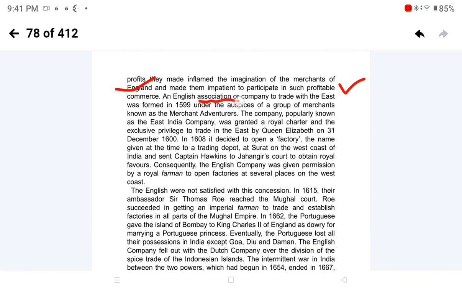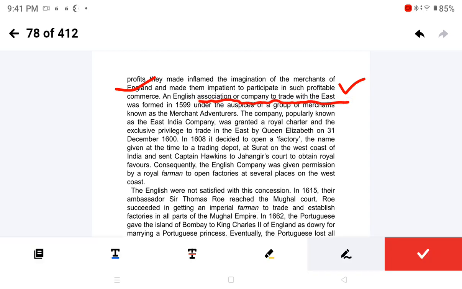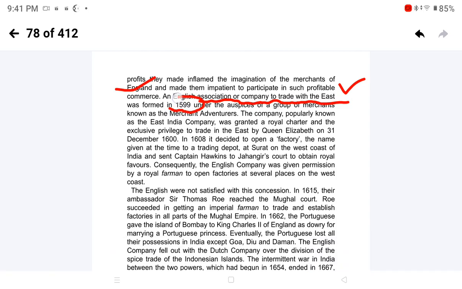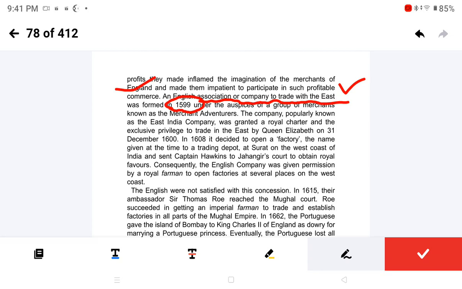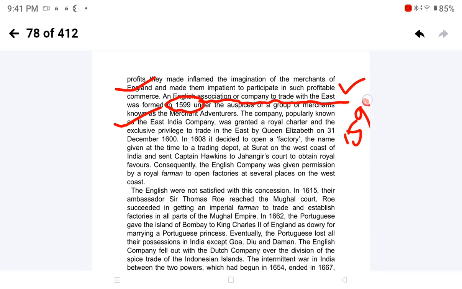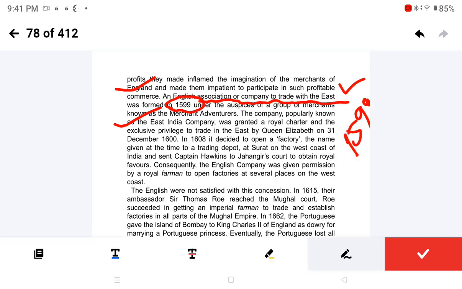An English association or company to trade with the East was formed in 1599 under the auspices of a group of merchants known as the Merchant Adventurers, the company popularly known as the East India Company. So in 1599, the British East India Company was established. The company was granted a royal charter and the exclusive privilege to trade in the East by Queen Elizabeth on 31st December 1600.